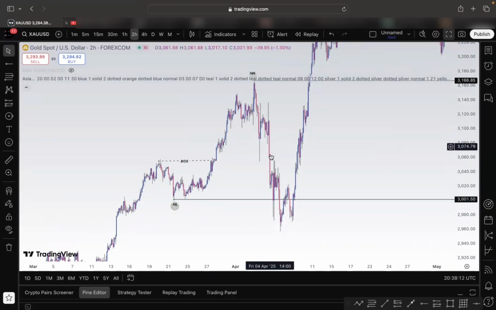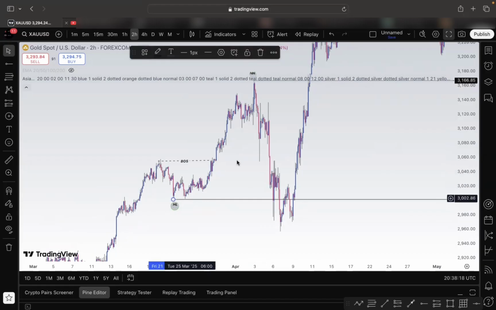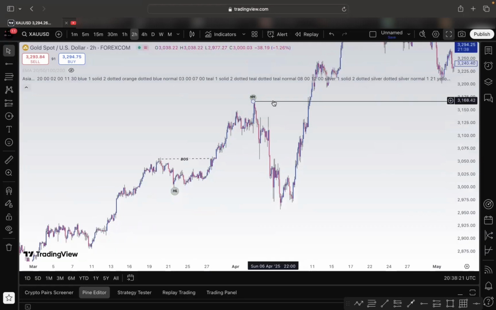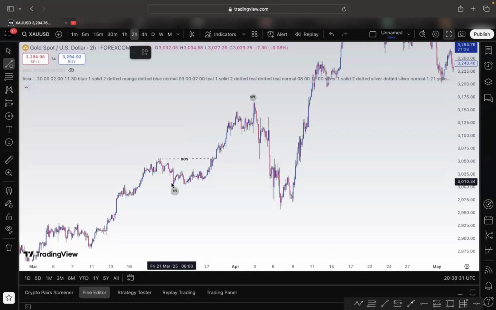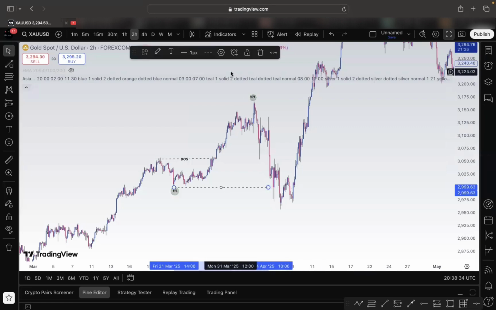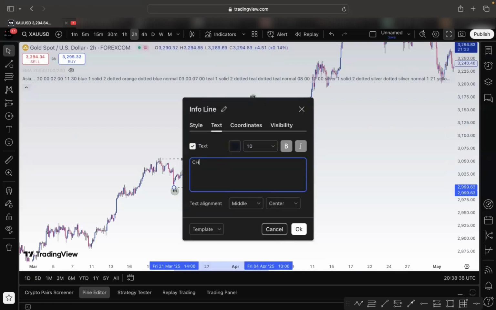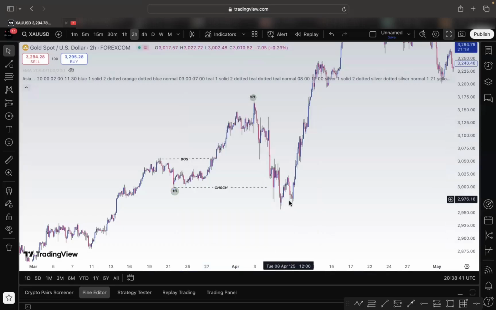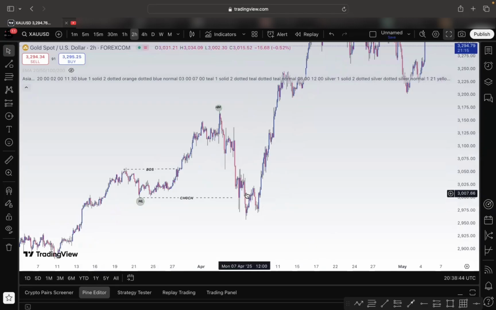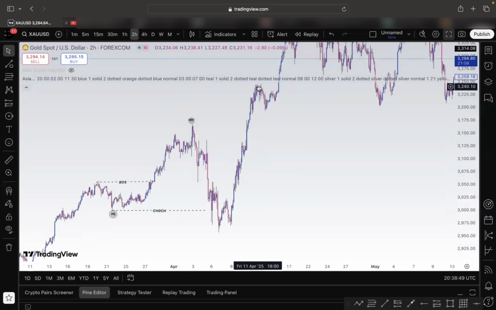You can see this impulsive move down here, then some sort of retracement. But at this point, you can clearly see that price broke the higher low. In uptrends, the higher lows are respected. But at this point, price broke the higher low, which means we had a change of character. So we have a CHoCH, change of character. And after the change of character, you'd expect that price would continue going down. But what happened was it continued going up.